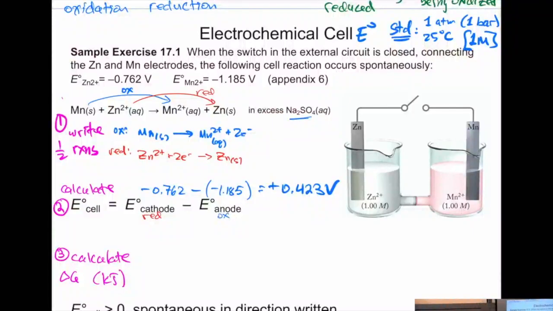But if we had to change the coefficients on the half reactions to balance the electrons, that doesn't alter the voltage potential. The voltage potential is based on the reduction potentials regardless of how many electrons there are. That's another thing that students don't quite always understand.